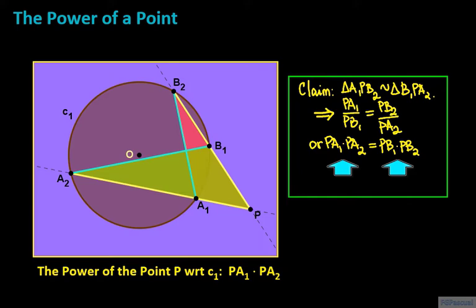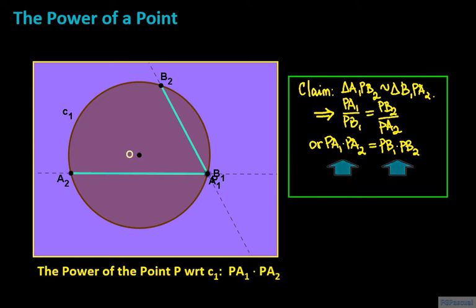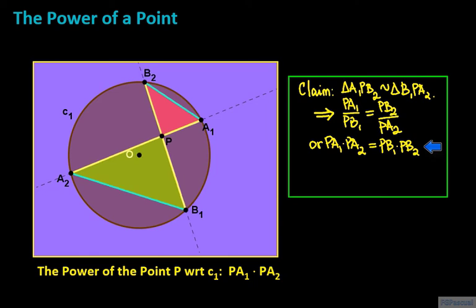The current definition of the power of the point also allows for the possibility that P is on the circle, so that P is equal to A sub 1 and B sub 1, in which case PA sub 1 and PB sub 1 are both equal to 0, so that the power of the point P is equal to 0. We would have gotten this same equation had P been inside the circle. The argument would almost exactly be the same as for the case when P was outside the circle. We leave that as an exercise for the viewer.